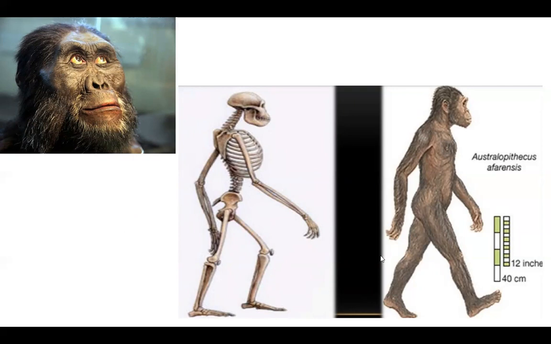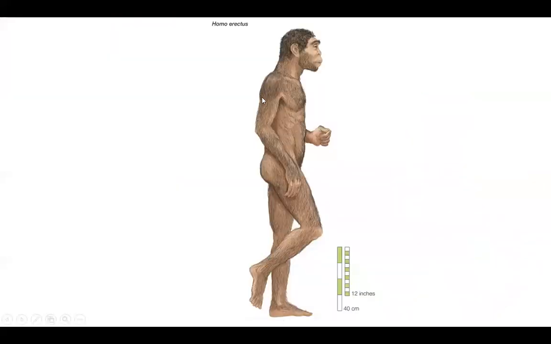But the real human-like one was Homo erectus. This is closer to humans. It's a true hominid, and its brain capacity was 650 cubic centimeters to 800 cubic centimeters. Even they were vegetarians. They did not eat meat.